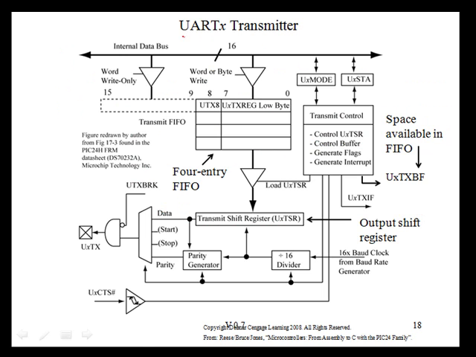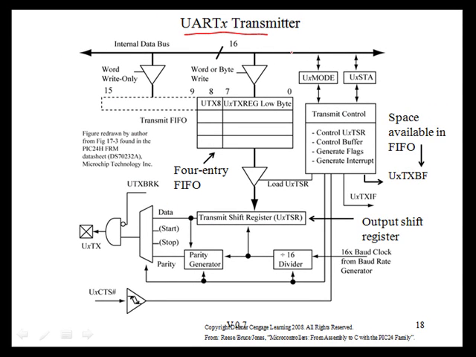This slide shows a diagram of the transmitter hardware within the UART module. The purpose of the UART transmitter is to shift serial bits out of the TX pin. It's going to do that using an internal register called the transmit shift register. In order to get data into the transmit shift register, we're going to write a byte to the transmit register. The transmit register is actually a 4-element FIFO.